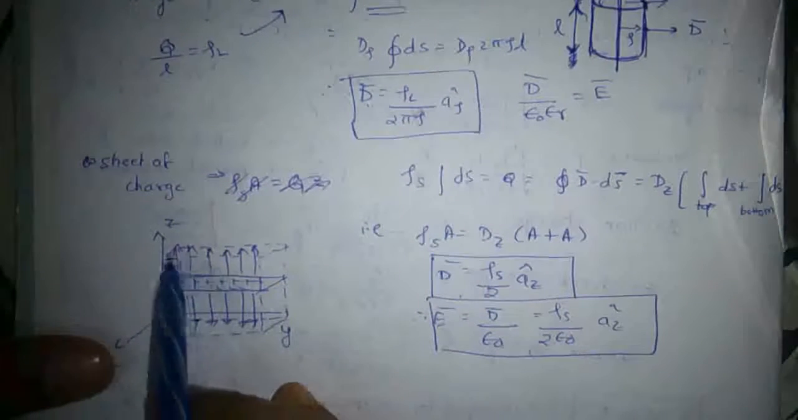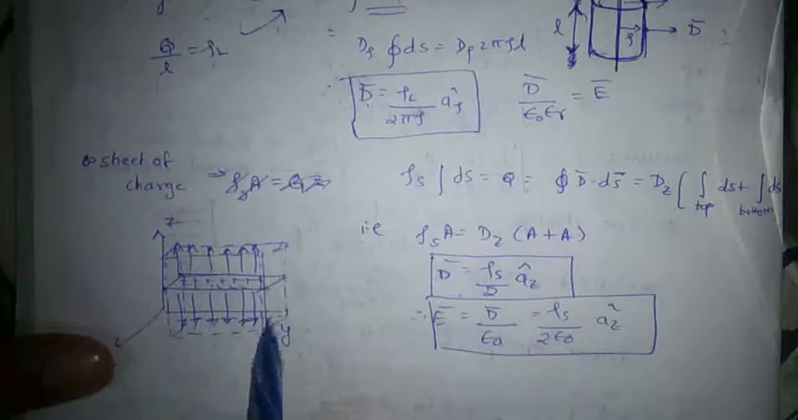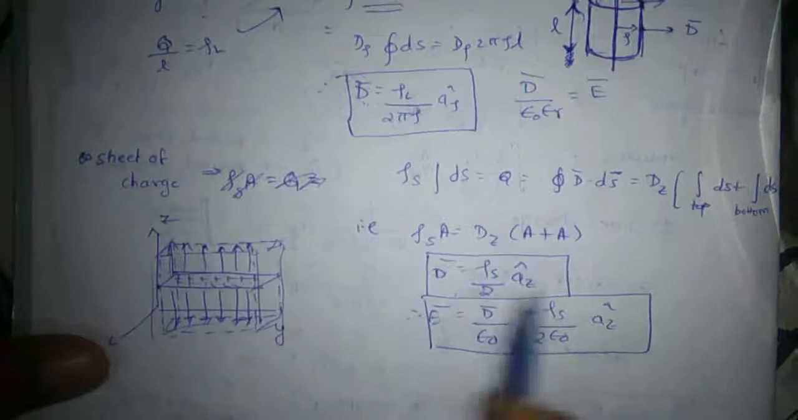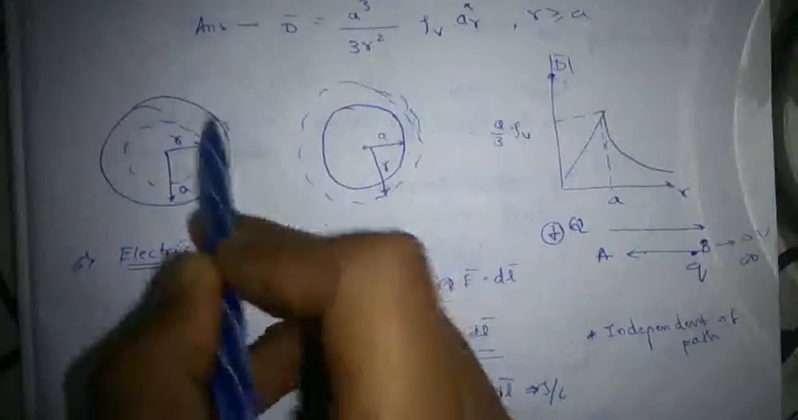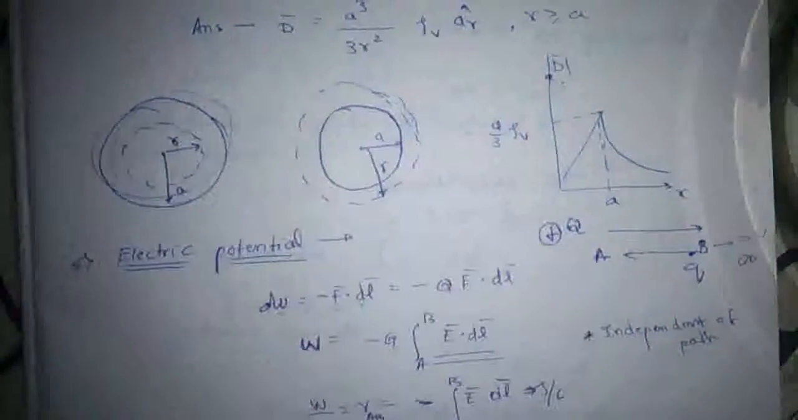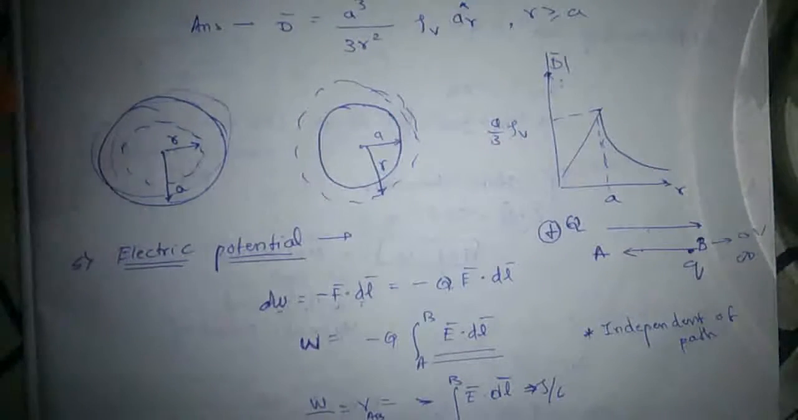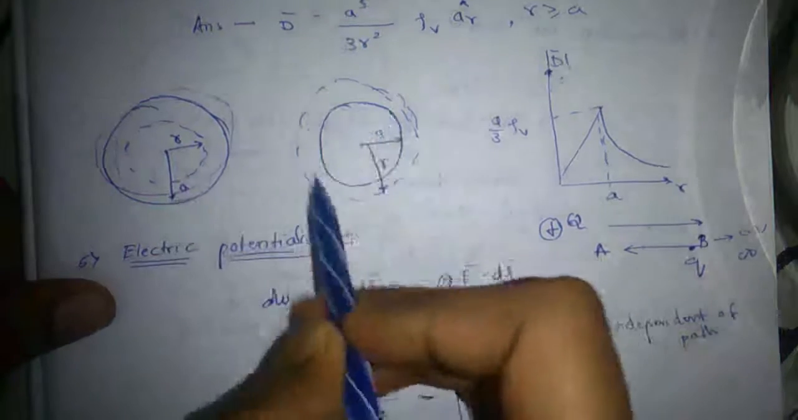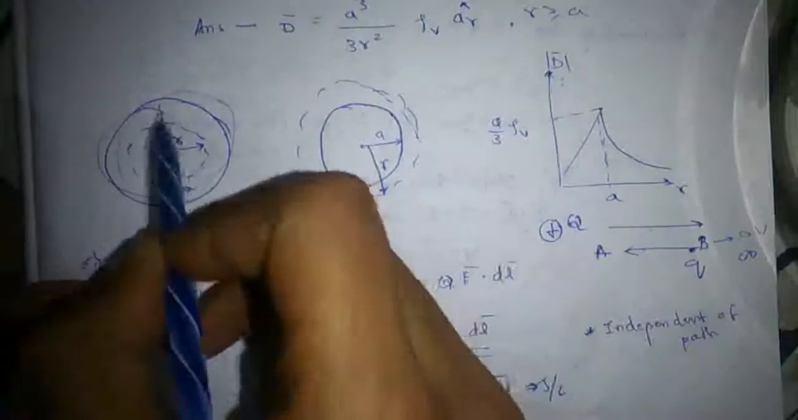In case of a sheet of charge, we assume a cube or a cuboid accordingly as our Gaussian surface, and then we calculate the electric field intensity by using electric flux density. For a volume charge, there are two cases. Consider this is a volume charge. I can find the electric field intensity inside as well as outside the volume charge, if I consider the Gaussian surface inside the volume charge, and if I consider the Gaussian surface outside the volume charge.